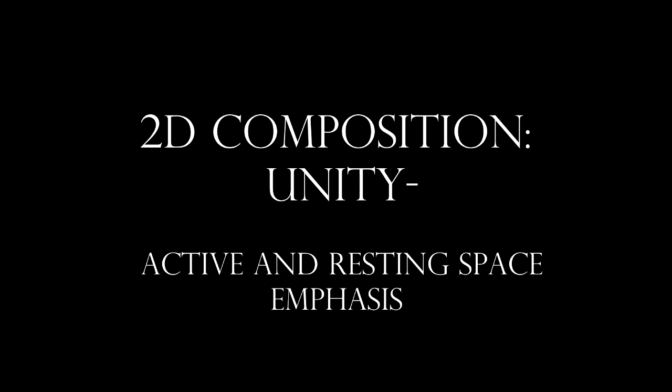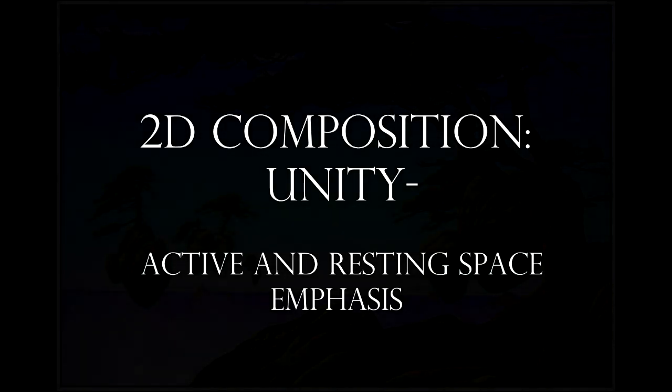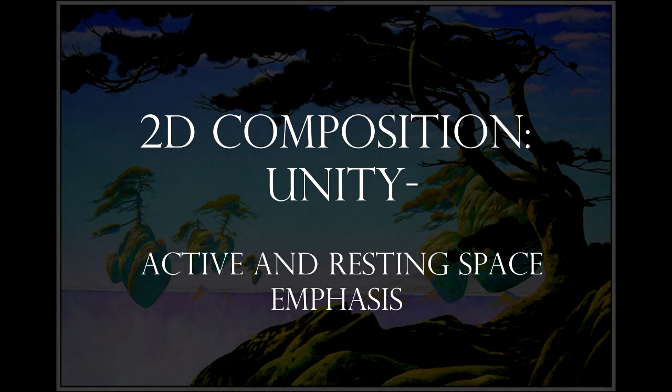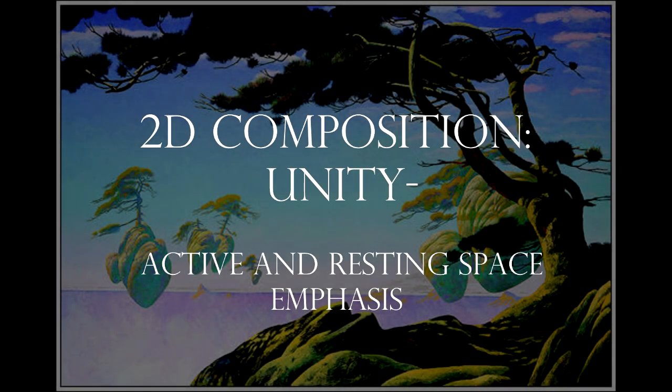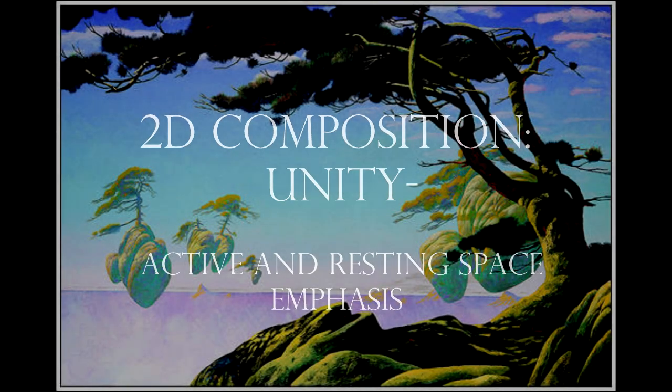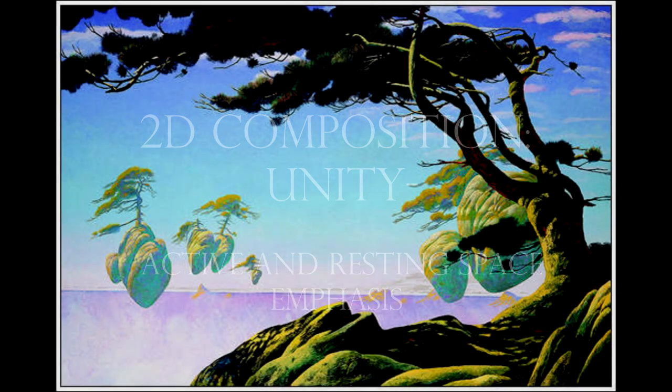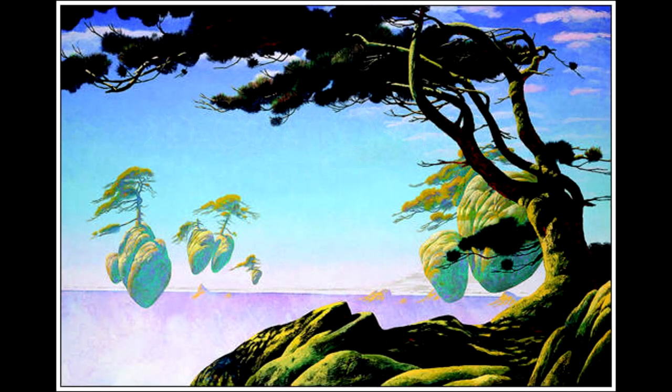Our last element of unity is going to be active and resting space and emphasis. So it's kind of like two things, but they're related. We have active space, which means something is going on in the painting, and resting space, which means something is not going on in the painting, therefore emphasizing the active space. For an analogy, I like to say you cannot be awake all the time. You have to rest. The viewer also can't be looking all the time. The eye needs to rest, right?